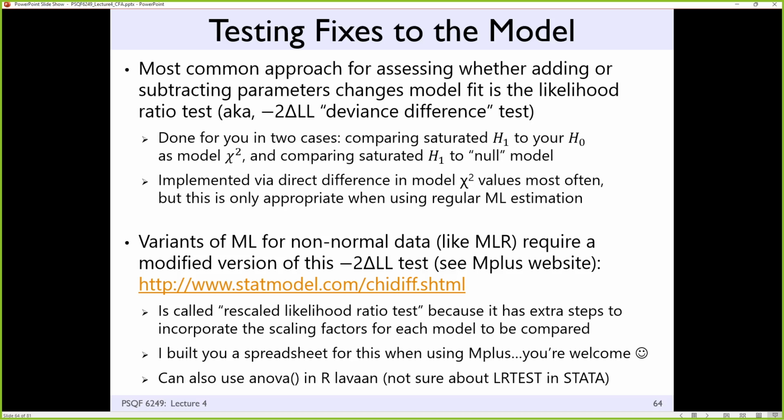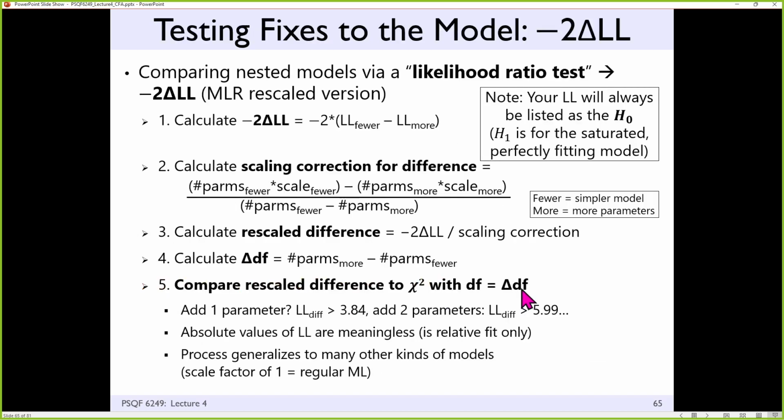So you can either pull out my spreadsheet and type the numbers in to do your rescaled -2 log likelihood test. You can use ANOVA in R if you're using lavaan. And I don't know if the LR test works in Stata for this, but I have a suspicion that it probably should. Here is the language on the Mplus website, by the way, that describes this test. Here is the formula presented more formally. Like I said, I built a spreadsheet for this. The big difference is that it's not just a function of -2 log likelihood. You have to compute this additional quantity to rescale it, where this becomes 1 if you're in straight maximum likelihood, and it's some other number if you're in the robust version.